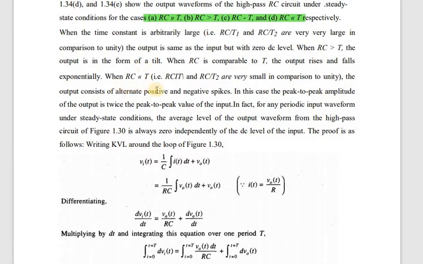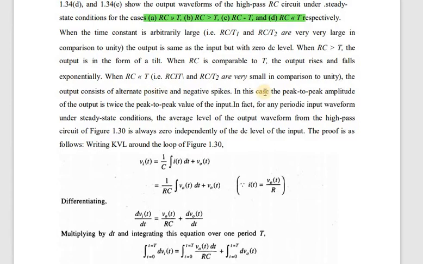And when RC is less than T, that is RC by T1 and RC by T2 (the earlier RC by T was a printing mistake) are very small in comparison to unity, the output consists of alternating positive and negative spikes. I'll show you the figure of that. In this case the peak to peak amplitude of the output is twice the peak to peak value of the input, in the condition RC less than T.